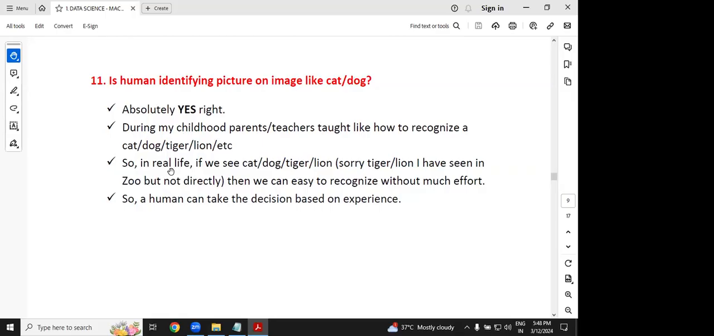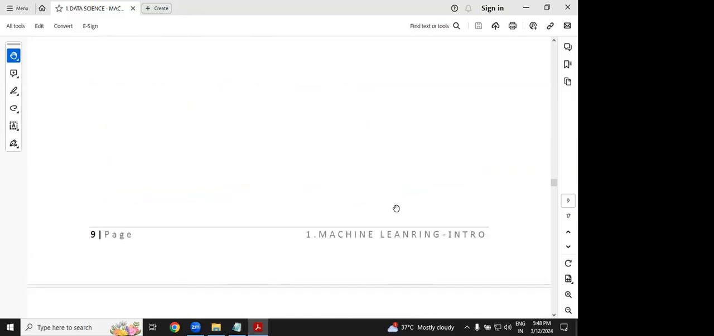So in real life, if you see cat, dog, tiger, lion, sir, sorry, lion I didn't see live actually. I hope you know what would happen if you see one. Okay, good. Then it is easy to recognize without much effort actually. Good, I hope you understand. So a human can take the decision based on what exactly? Experience, please. A kind of small theory, understand.